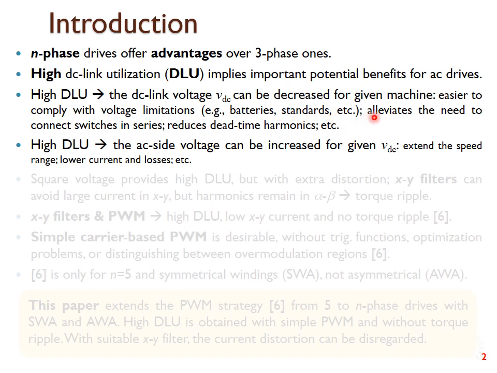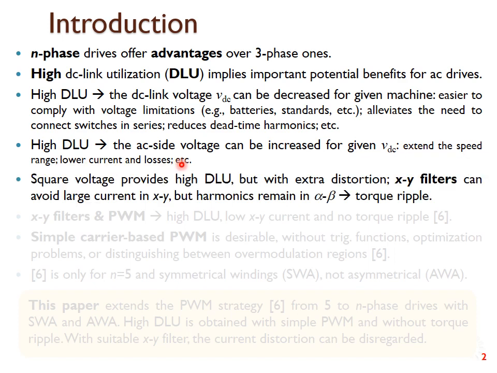It also alleviates the need to connect several switches in series, and it reduces the magnitude of the dead time harmonics, for example. On the other hand, high DC link utilization allows increasing the AC side voltage for given DC link voltage, and this makes it possible to extend the speed range or to reduce the current and hence the losses. A conventional method to attain high DC link utilization is to use square voltage waveforms, but this implies extra current harmonics.